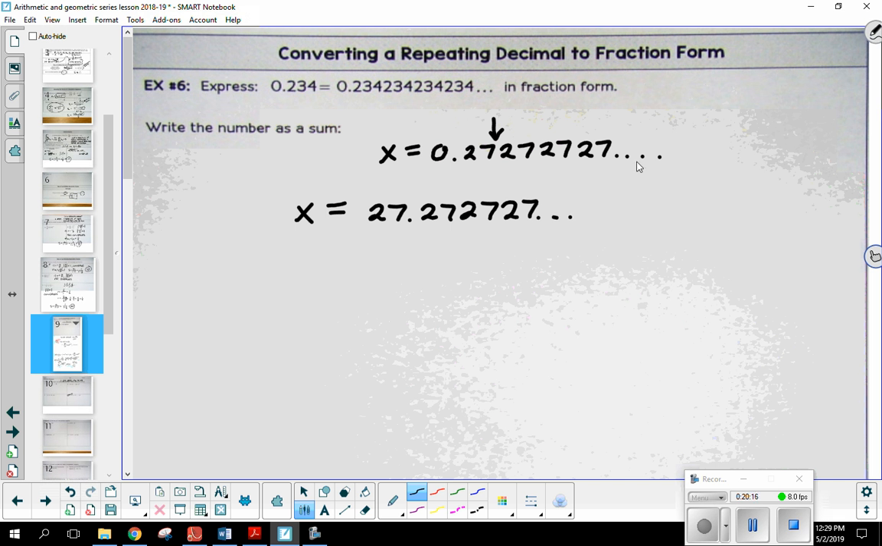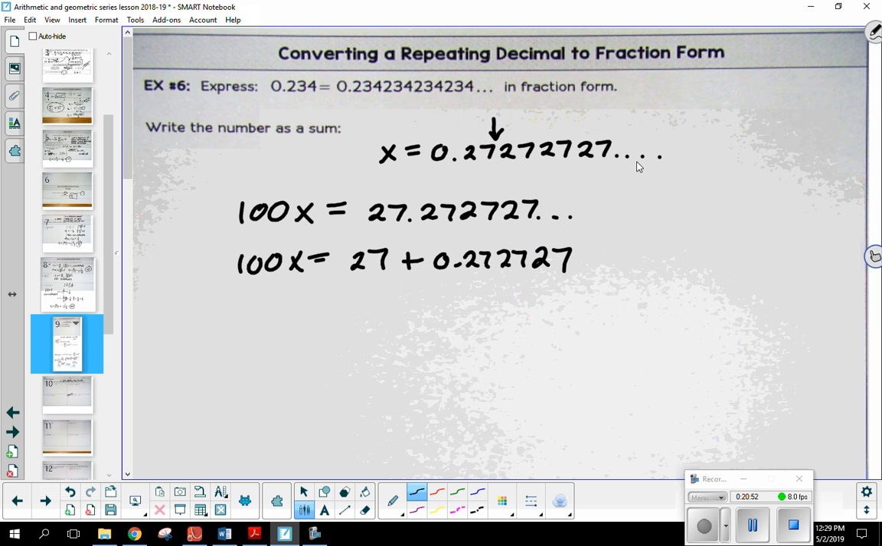But what am I going to multiply x by? We multiplied the last one by 1,000 because we had to move it 3 times, right? There were 3 digits repeating. What am I going to do here? 100. The number of zeros is always determined by the number of terms repeating in your value. So now I say 100x is equal to, I'm going to break it apart, 27 plus 0.272727.